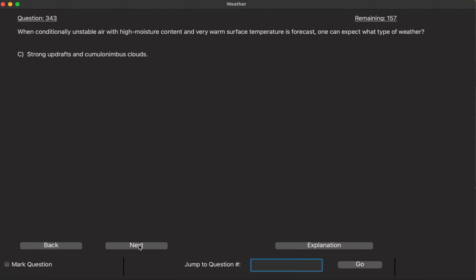When conditionally unstable air with a high moisture content and very warm surface temperature is in the forecast, one can expect what type of weather? Strong updrafts and cumulonimbus clouds. Unstable air with a high moisture content and very warm surface temperature, strong updrafts, and cumulonimbus clouds.